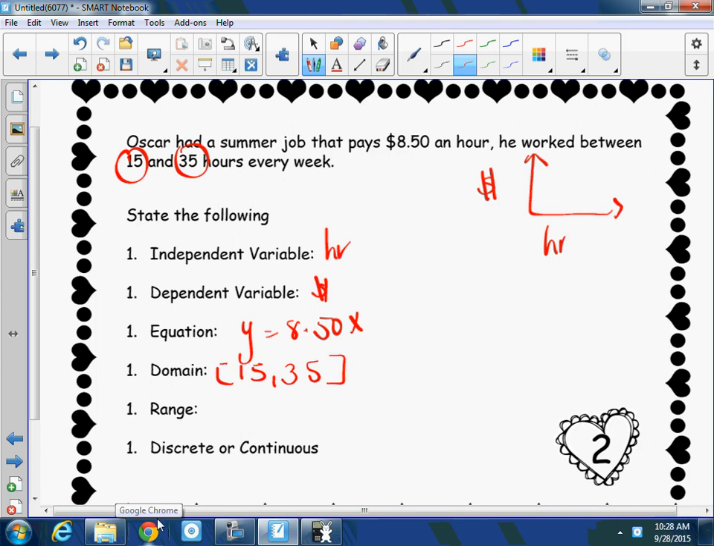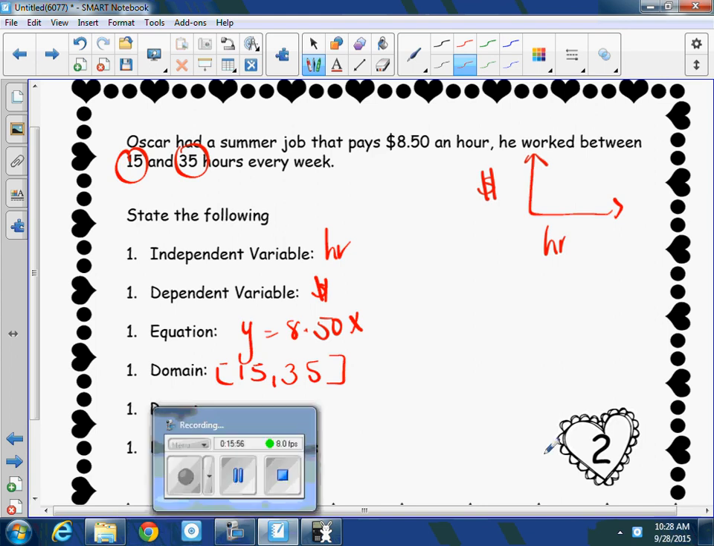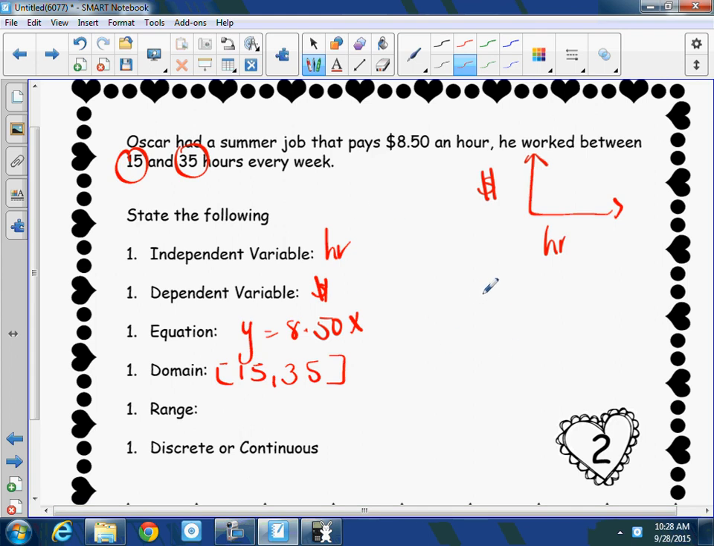And then I have to figure out how much money I make between 15 and 35. He can work a minimum of 15 and a maximum of 35. So now for 15, it would be 8.50 times 15, and I believe that equals $127.50. And with 35, it would be 8.50 times 35, and I believe that's 297.5.